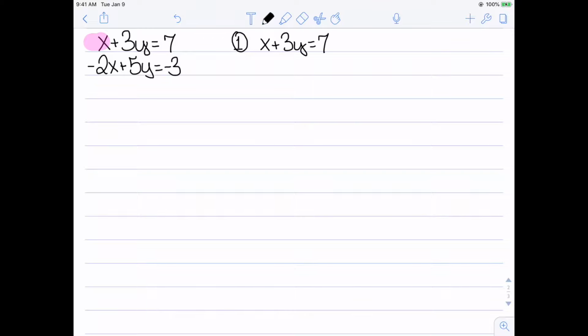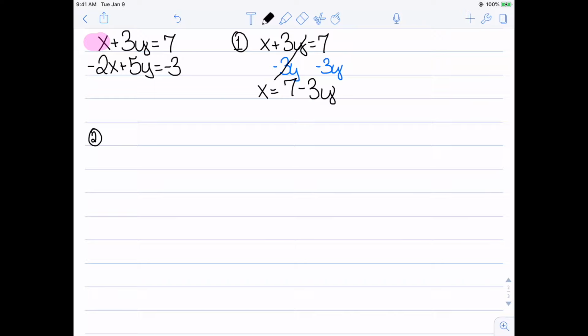In order to do this, I want to get x on one side by itself. So I'm going to start by subtracting 3y from both sides, which gives me x is equal to 7 minus 3y. So now I have x on one side by itself, which is exactly what I wanted. So I've done step 1. And now we move to step 2.